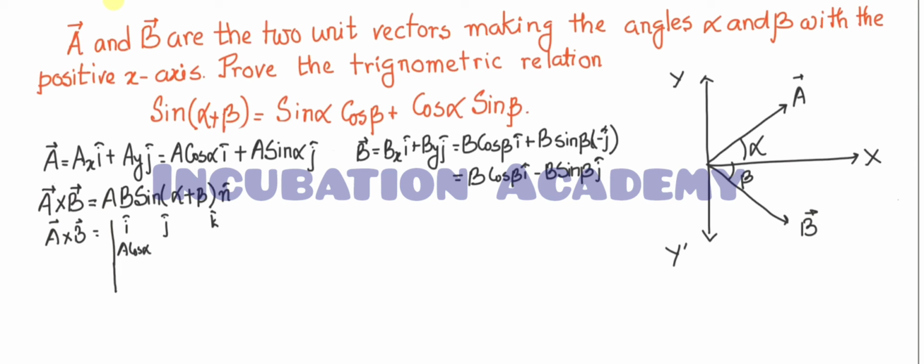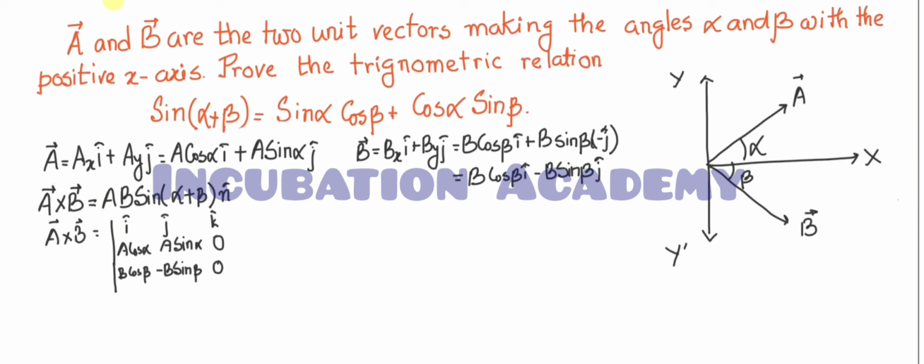Similarly, the x component of B is B cos beta. The y component of B is B sine beta. The z component of B, for the same reason, is 0. And let the mod of A, mod of B, that is the magnitude of A and B, times sine alpha minus beta.